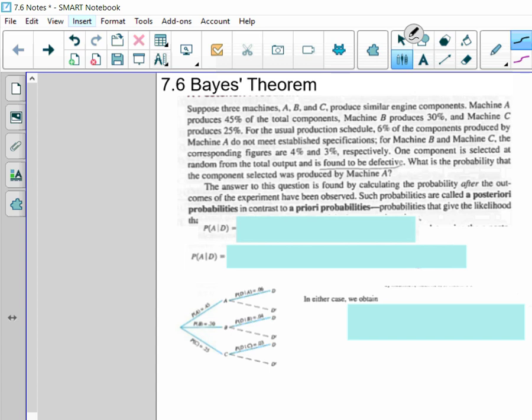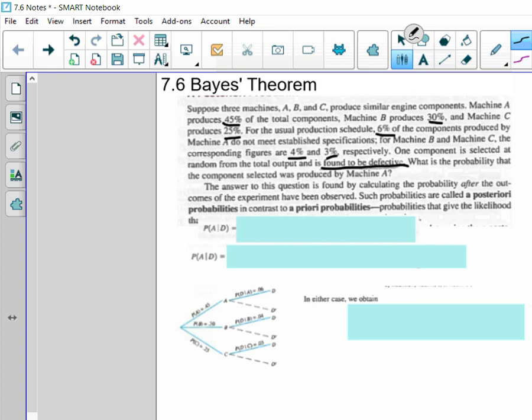Suppose 3 machines, A, B, and C, produce similar engine components. Machine A produces 45%, machine B produces 30%, machine C produces 25%. 6% of the components by machine A do not meet the established specifications. For machine B and C, it's 4% and 3%. It says one component is selected at random from the total output and it's already found to be defective. What's the probability that that component was selected from machine A?